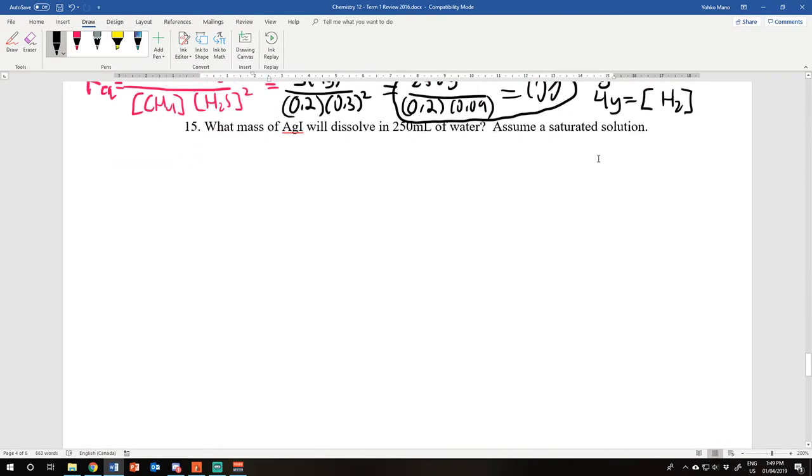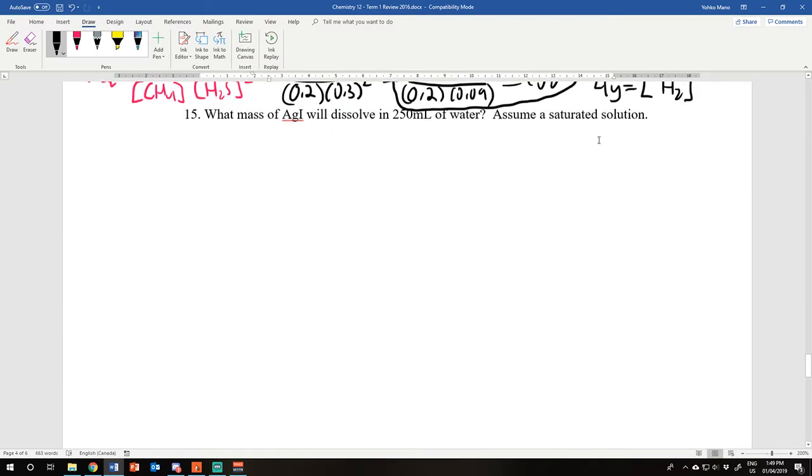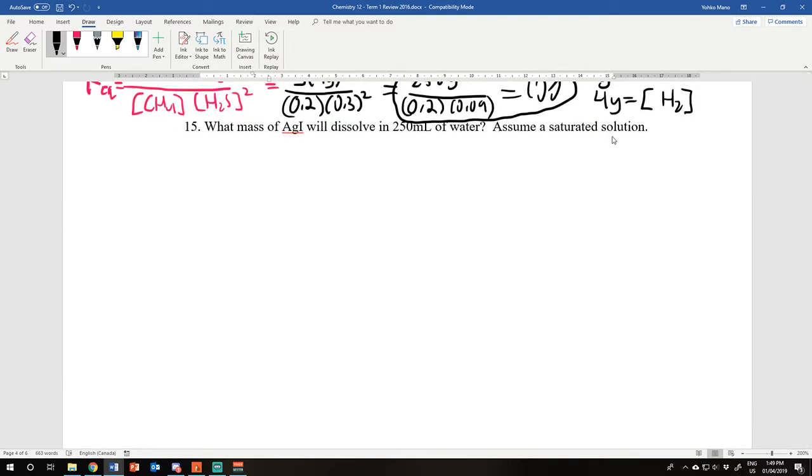Alright. Okay, 15. Back to solubility. Is that the last one? No, it's more. Okay, so 15 is back to solubility. So what mass of silver iodide will dissolve in 250 milliliters of water? Assume saturated. That's important because now we can write the following.